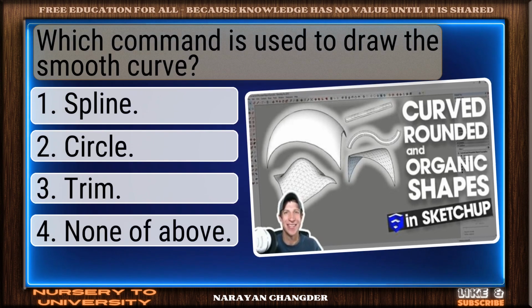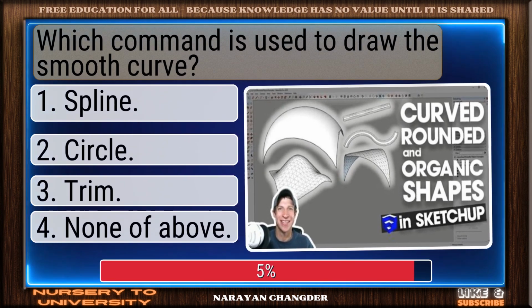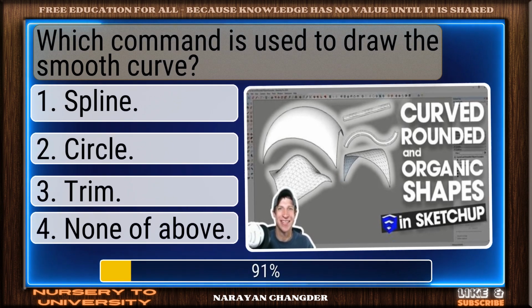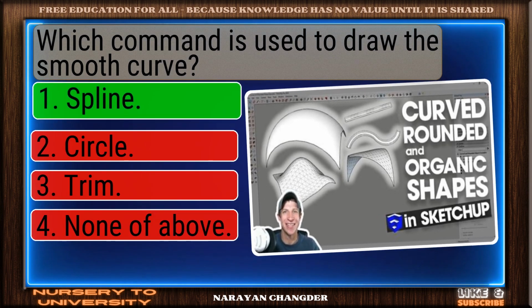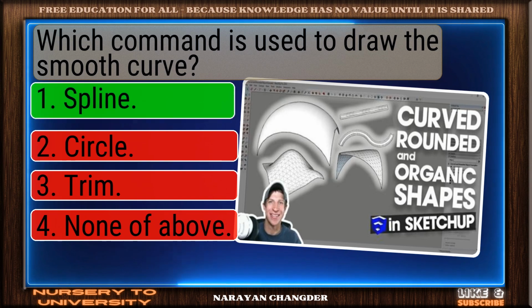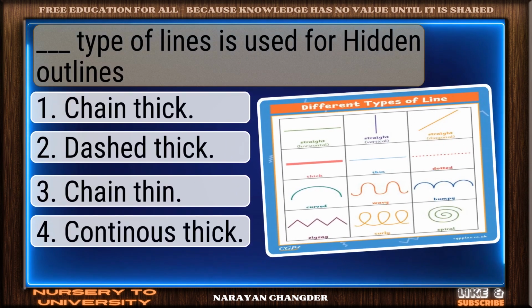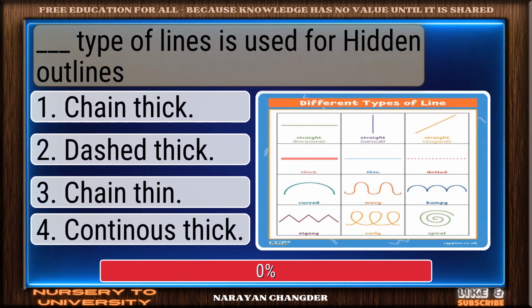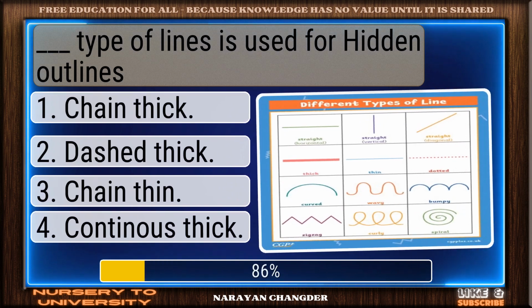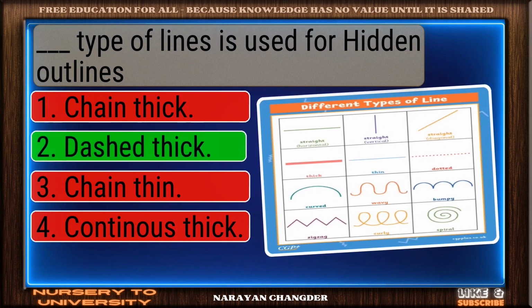Which command is used to draw the smooth curve? Excellent choice. Spline is the right answer. Dash type of lines is used for hidden outlines. On track. Dash thick is the correct answer.